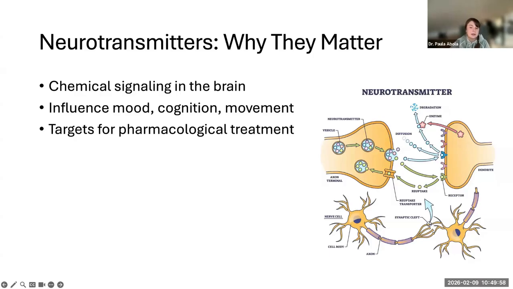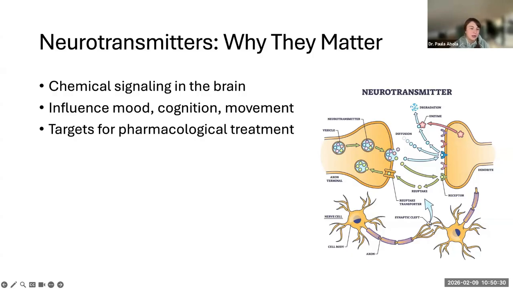So balanced neurotransmitter activity is essential for normal brain function, while imbalances can disrupt communication within and between neural networks. So these disruptions can manifest as cognitive impairment, mood changes, movement disorders, or altered perception. So you might have heard that many neurological and psychiatric treatments work by altering neurotransmitter systems in order to restore more typical patterns of neural communication.